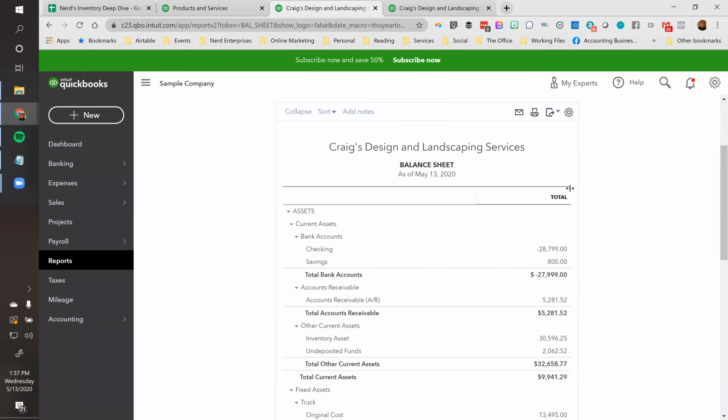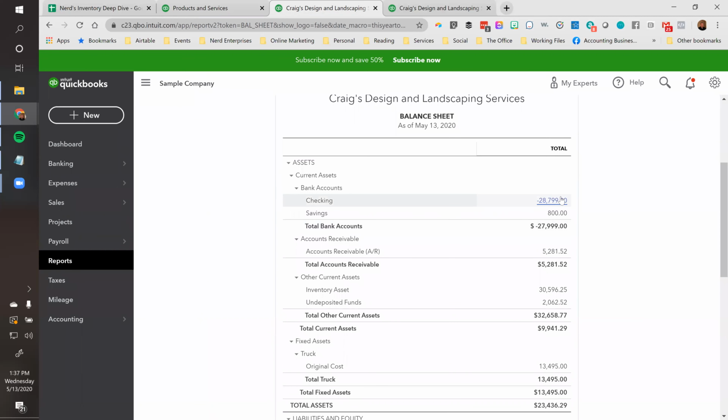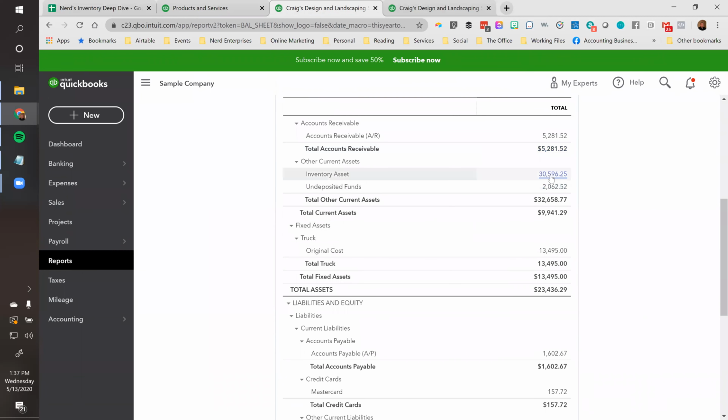Run it. Sure enough, my checking went negative, but my inventory looks exactly like I expected, right? All right, let's record the second purchase.